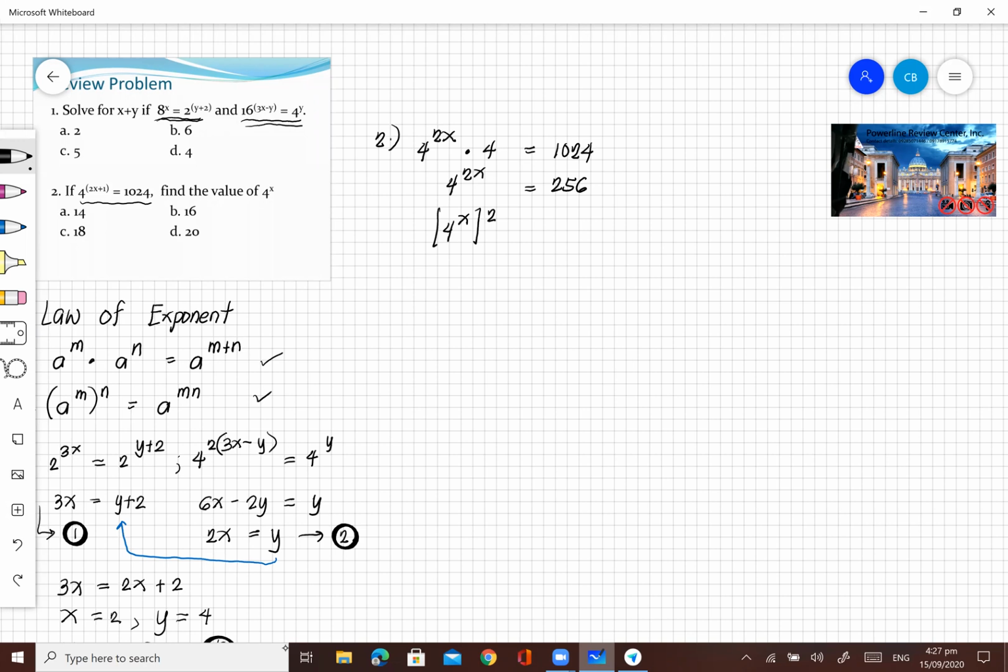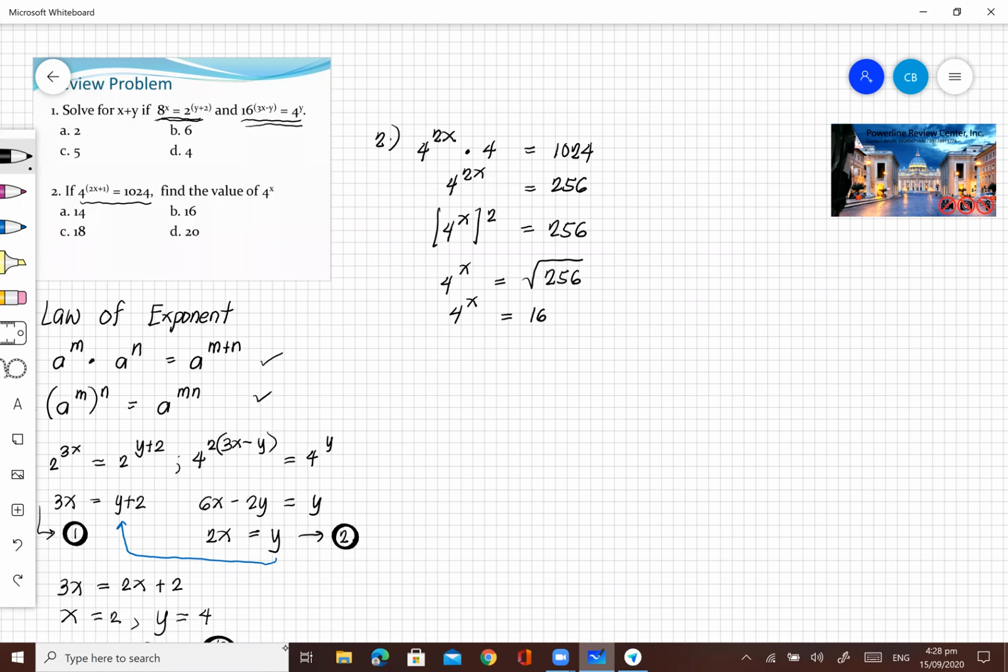Tama ba, no? They're just the same. I'm just rewriting the equation, which is now equal to 256. So therefore, I now have 4 raised to x, that is only the square root of what? 256. So if I'm not mistaken, 256 is a perfect square, which is equivalent to what? 16. Tama ba? Kindly counter check using your calculator the square root of 256. Tama, no? The square root of 256 is simply 16.